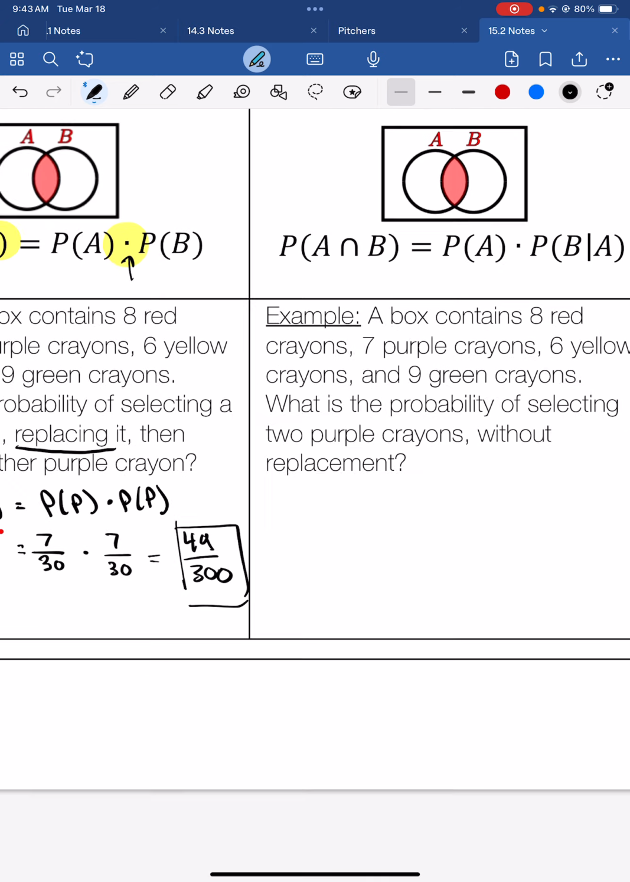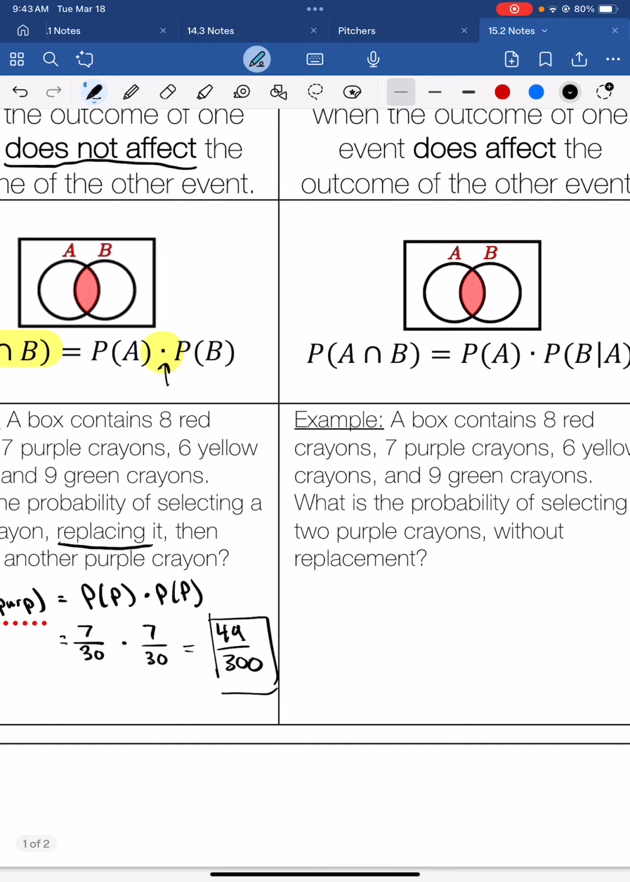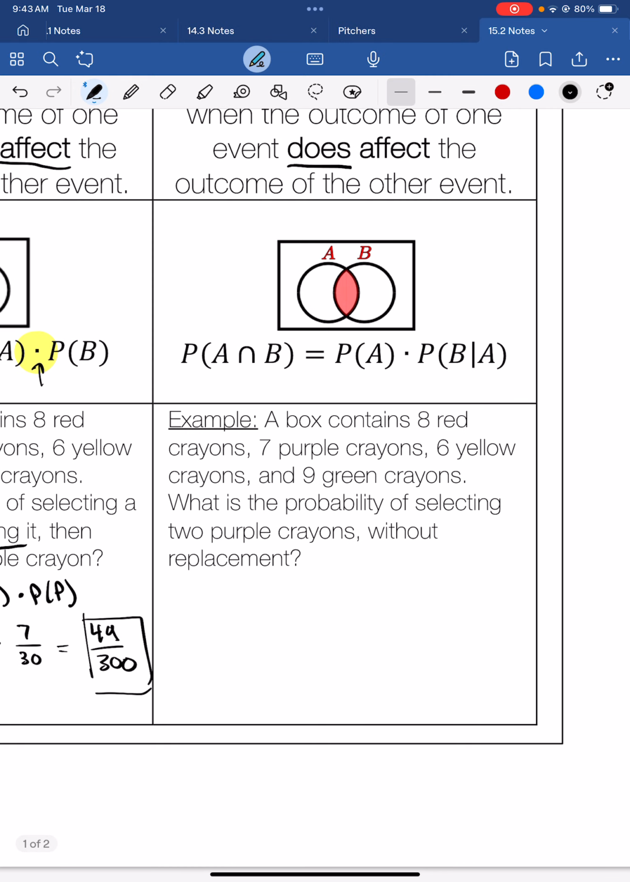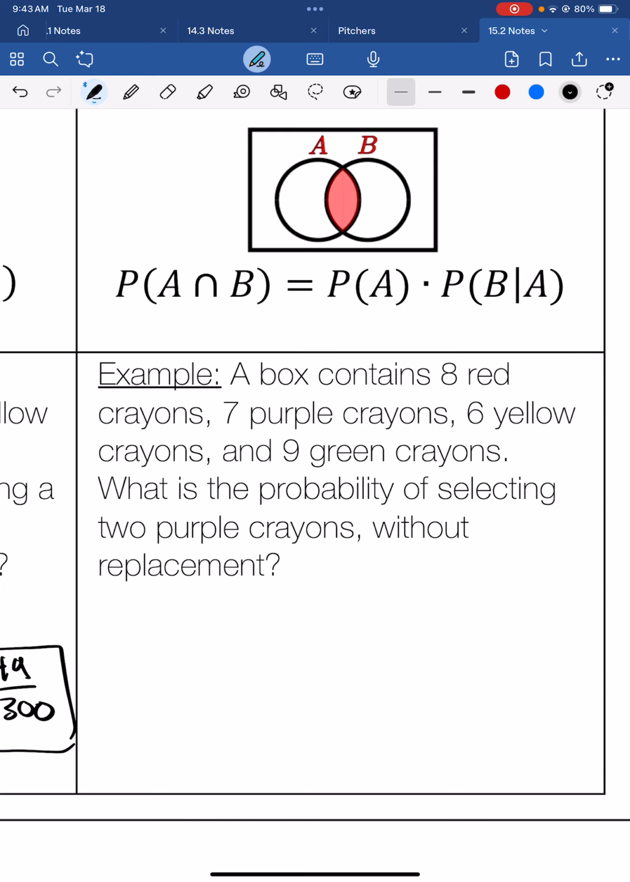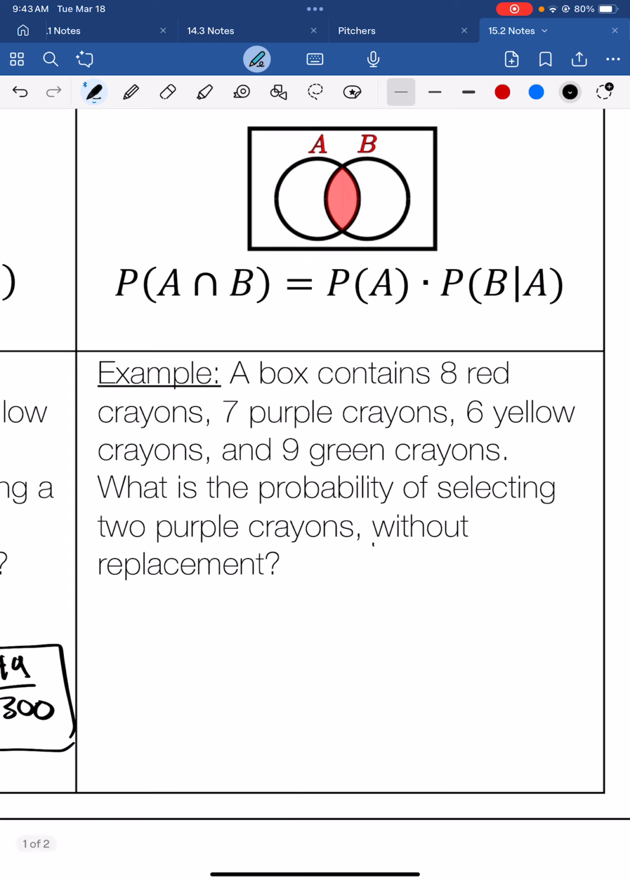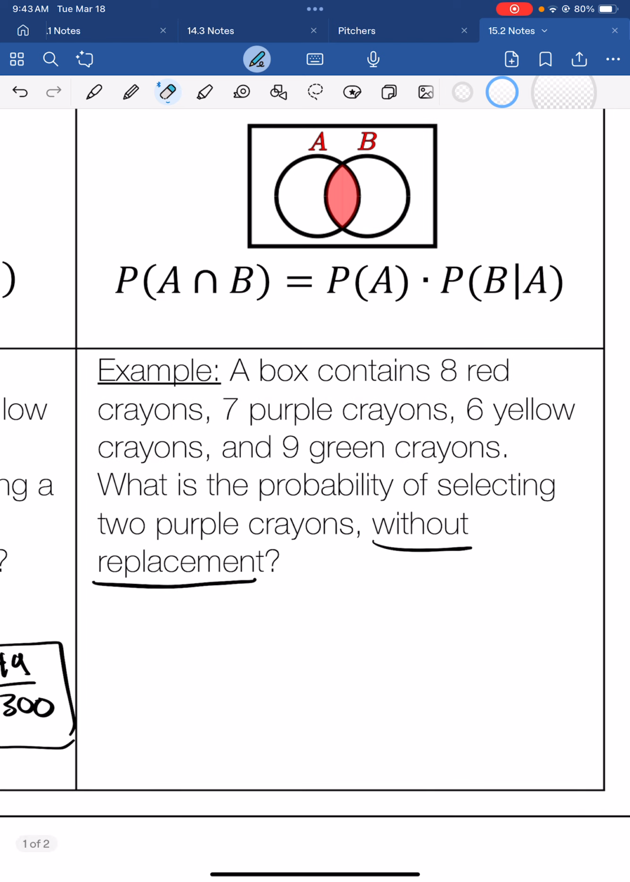All right. Dependent events are if something does affect the outcome of the other. So let's say that, well, it's right here. It says a box contains 8 red, 7 purple, 6 yellow, and 9 green. What is the probability of selecting 2 purple crayons without replacement? So this means that we have 30 crayons in there. We're going to select a purple one, but we're not going to put it back in. All right, so we would say the probability of purple and then selecting another purple.